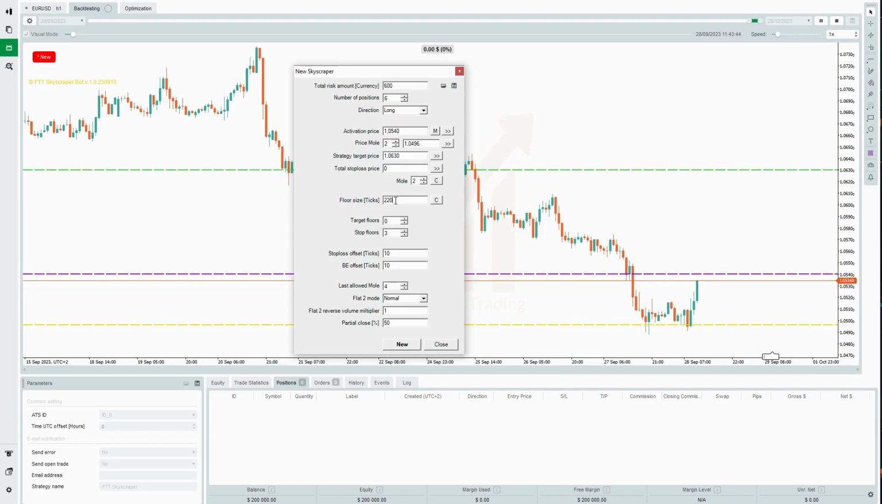We set the floor size to 22 pips. I need to fill 220 ticks here. I set both offsets to 1 pip. I will allow the strategy to place a buy position at the maximum of the fourth mole in the underground. I don't want to trade lower.